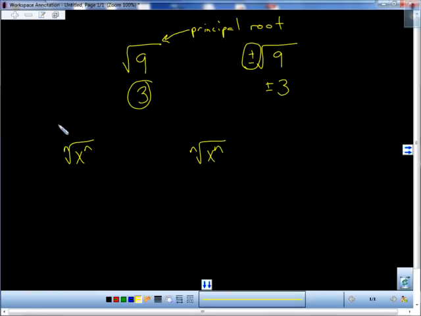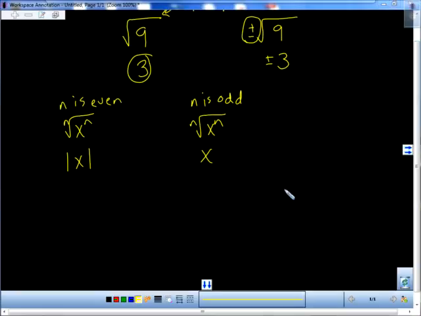The first instance, we're going to say n is even. If n is even, and we're taking the nth root of a number x to the nth power, then the answer is going to be the absolute value of x. If n is odd, then we don't need the absolute value. It's just x. Let's look at an example, then we'll take a look at why that is.